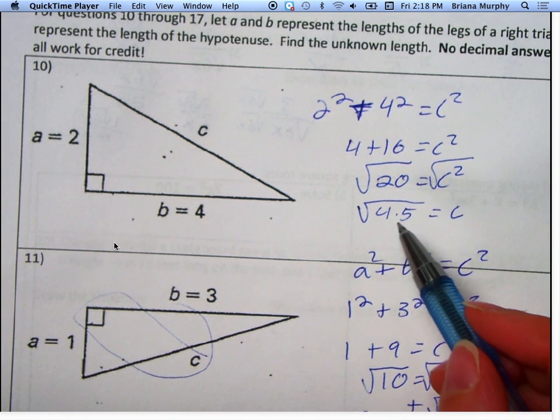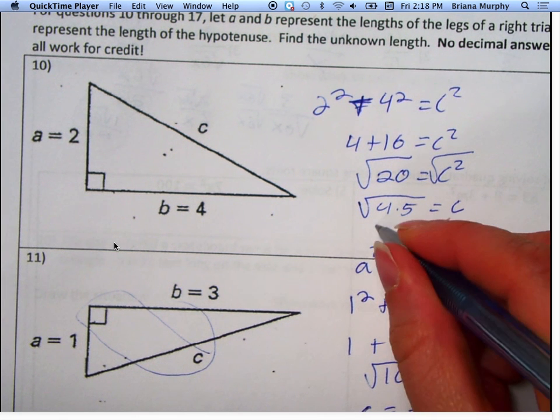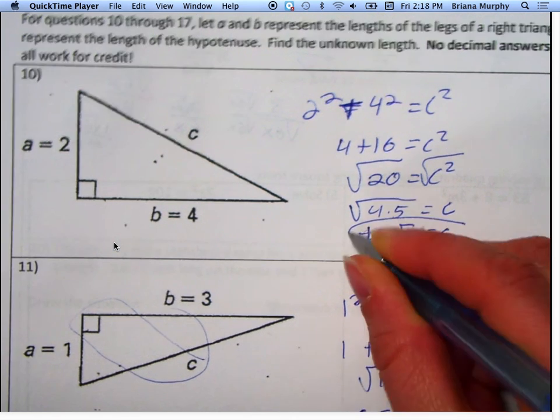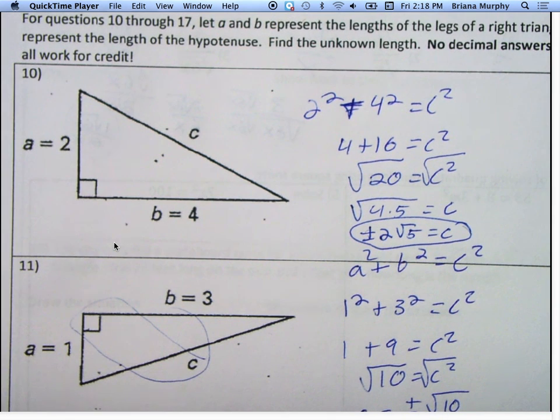And what's the square root of 4? 2. So plus or minus 2 square root 5 equals c. Don't forget the plus or minus. Can it be written like c equals instead? Yes. Okay. Yeah, I don't care.